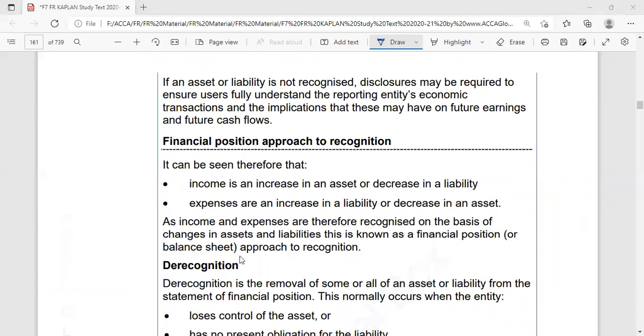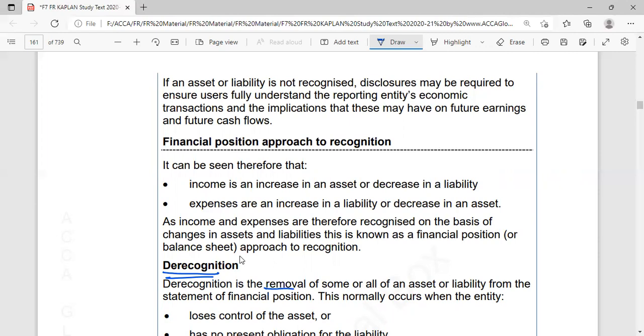Next, coming to another item, derecognition. Recognition is nothing but adding the item to the balance sheet or profit and loss statement. Derecognition means removal of that item from the balance sheet or profit and loss statement. So derecognition is the removal of some or all of an asset or liability from the statement.